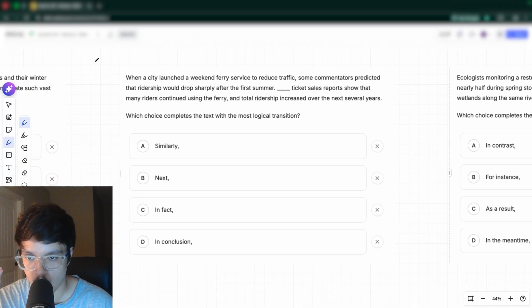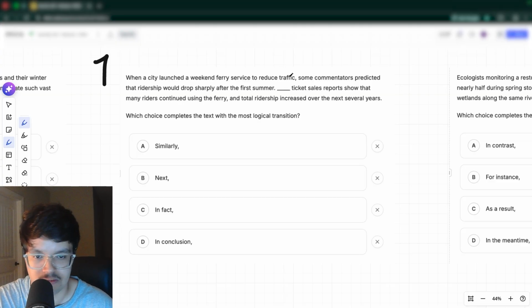Next example. When a city launched a weekend ferry service to reduce traffic, some commentators predicted that ridership would drop sharply after the first summer. Okay, so they think that the people who are riding it are going to decrease a lot after the first summer. Blank, ticket sales reports show that many riders continue using the ferry, and total ridership increased over the next several years. Okay, so basically the exact opposite. They actually had more people on it in subsequent years.